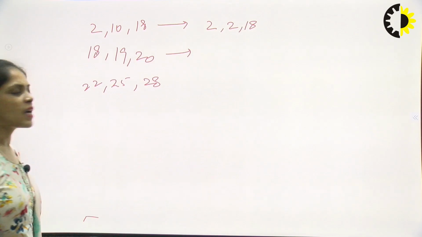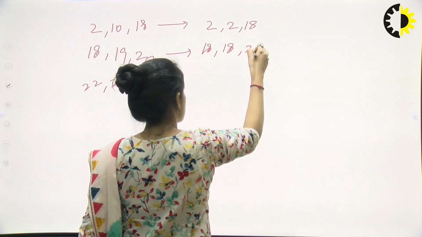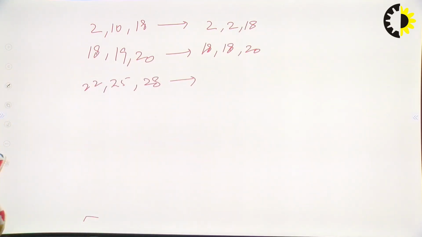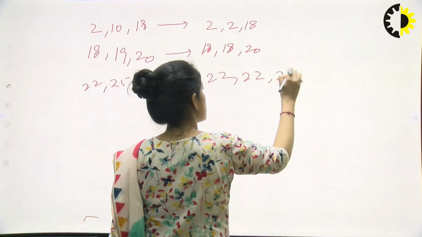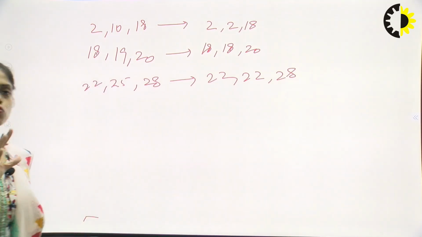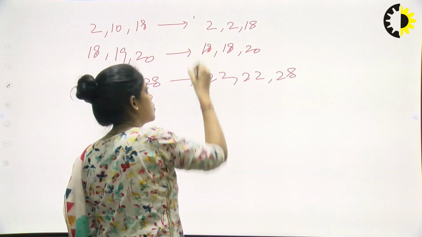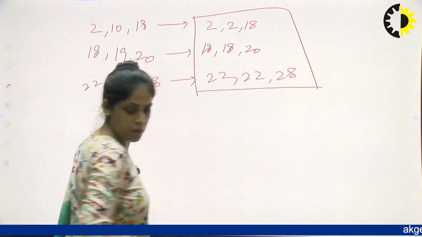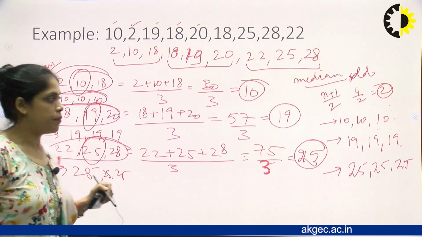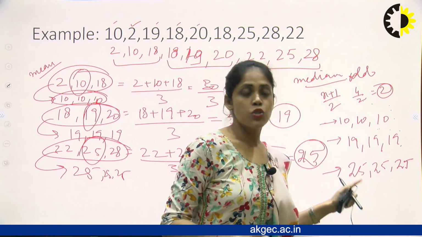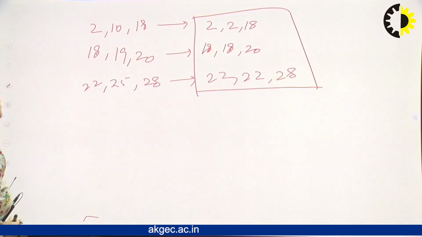In the same way, is 19 closer to 18 or 20? Same thing. So I am going to replace it by 18. Here, is it closer to 22 or 28? Here also the same, so I am going to replace it by 22. So this is the smoothing of bin by boundaries. So like this, we have solved this question. As you can see, this is by mean, this is by median, and this one is by boundaries.